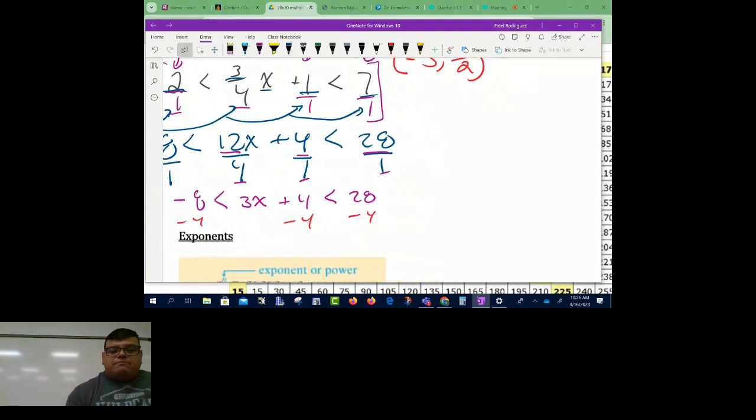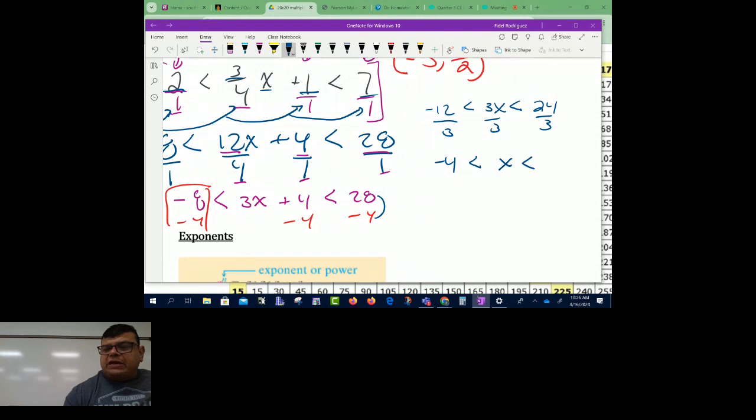Let's go ahead and go minus 4 all the way across. So let's see, minus 8 minus 4, that's going to leave me with a negative 12 less than 3x less than 28 minus 4 is 24. And then we'll divide everything here by 3. So negative 4 less than x less than 24 divided by 3 should be 8. Okay.